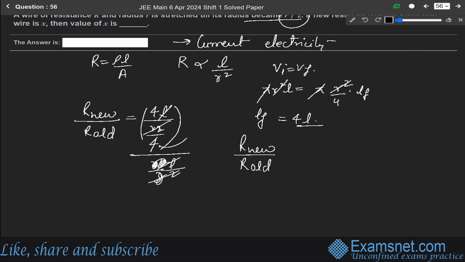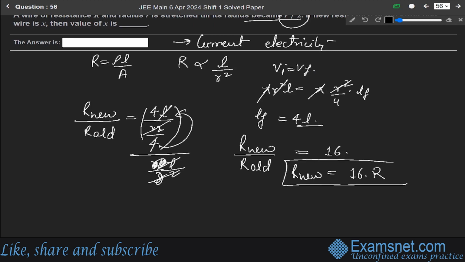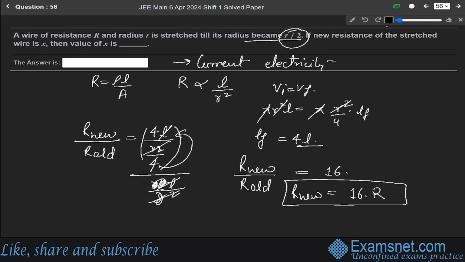So this will go here and it will become 4 into 4, which is 16. So R new is equal to 16 into R old. R old is R, so R new is 16R. Comparing it with the question, if the new resistance of the stretched wire is X, then X equals 16R. So the value of X is 16.